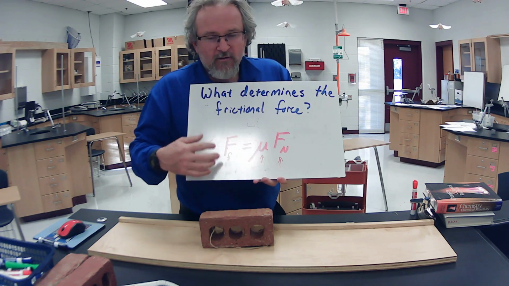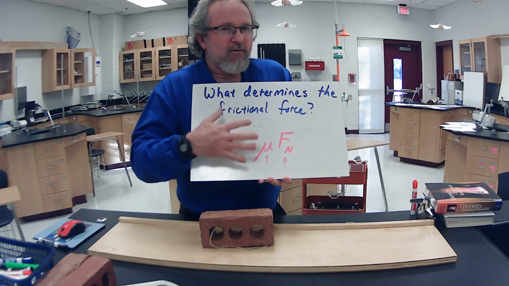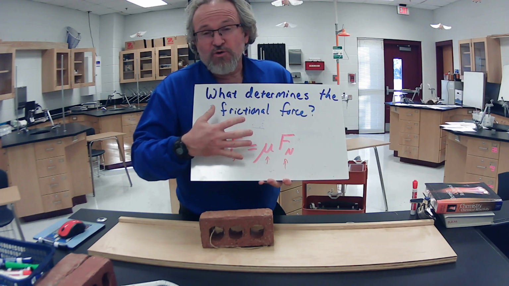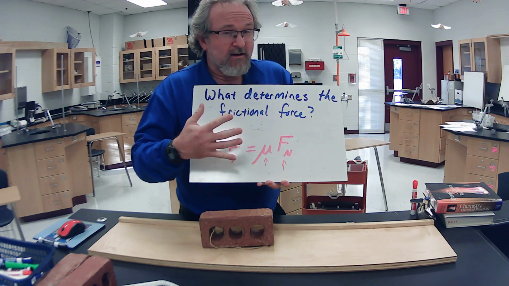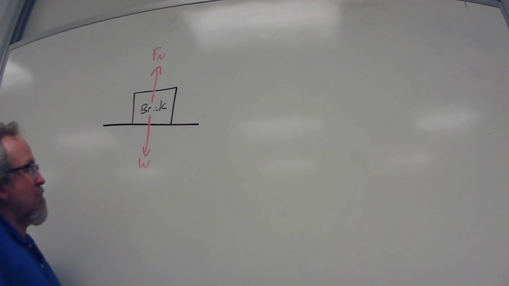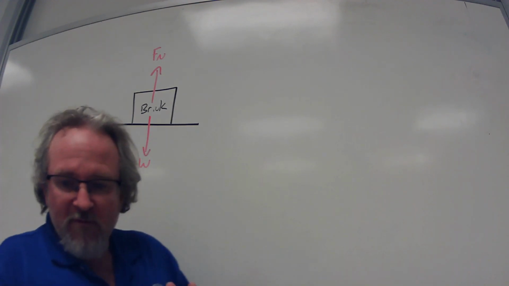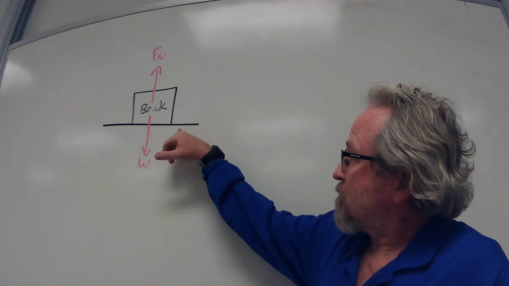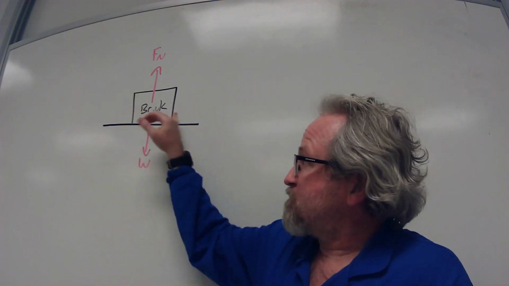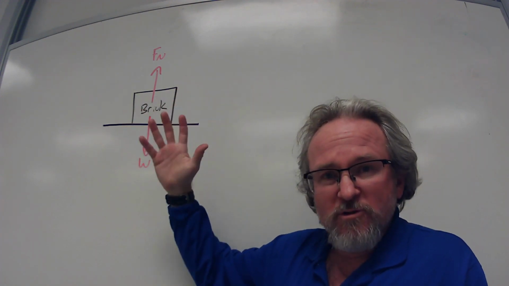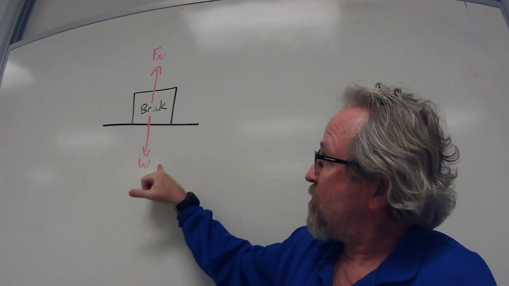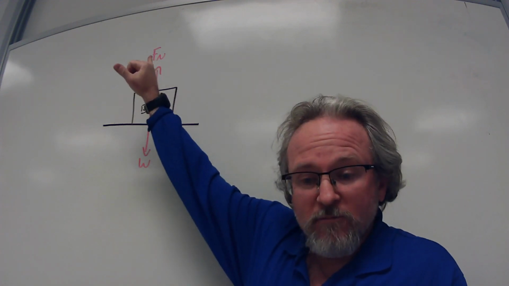Now, we need to draw a free body diagram of this to be able to describe the forces that are in play here. Okay, so on a flat surface, here's what we've got. Got a brick in contact with the surface. Nobody's pushing or pulling on it, not introducing friction here. We've got the weight pulling down and the normal force pushing up.